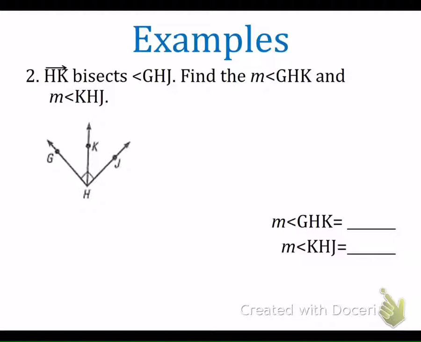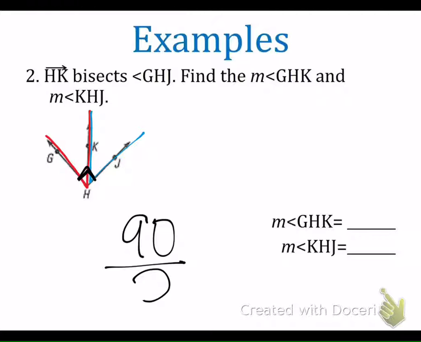All right, next one. This says that ray HK bisects angle GHJ. Find the measure of GHK and KHJ. So again, we're trying to find these smaller guys. Do I know the measure of the whole thing? 90? It's 90. Yes. This little box means 90. So if the whole thing is 90, I need to divide that by 2. 45 degrees is correct. That's the measure of both of the smaller angles.